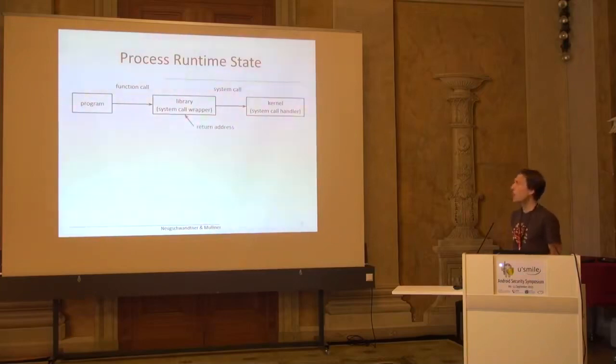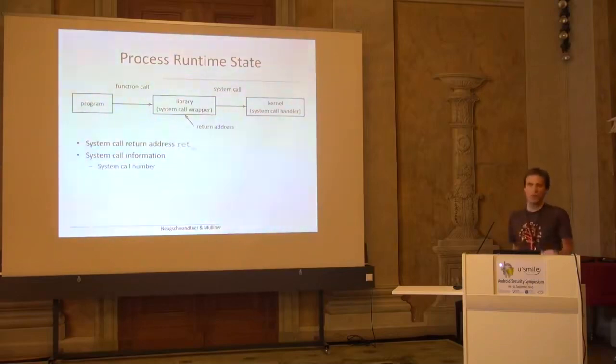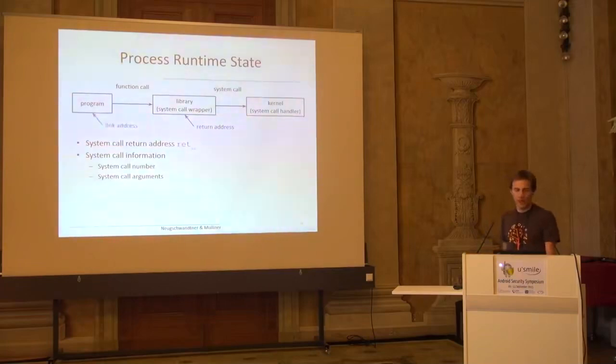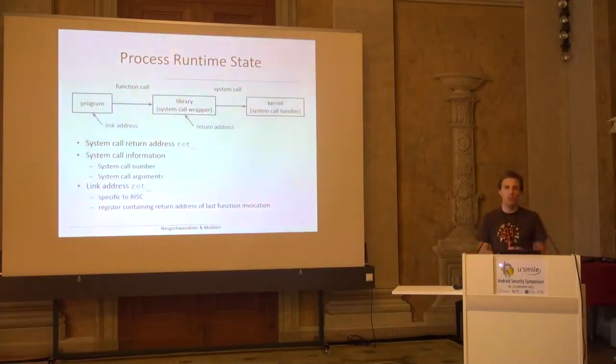So the information that we have at the system call invocation is first the return address, which points back into the library. And what we also have is the system call number, so we know, of course, which system call has been invoked. And we do have the system call arguments. So basically, say write, which file descriptor do we write to? And then what we have as well on RISC is the link address. A link address is pretty nice because it's the register containing the return address of the last function invocation, which will then point back into the program.